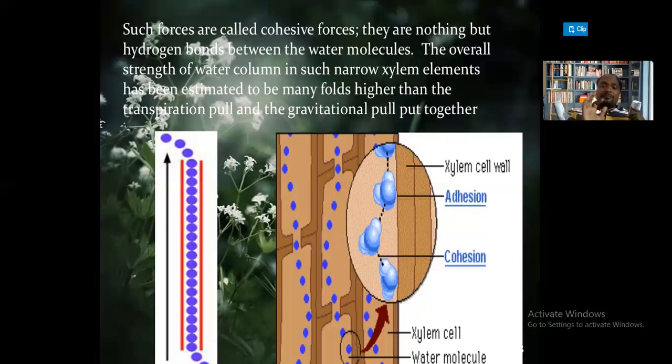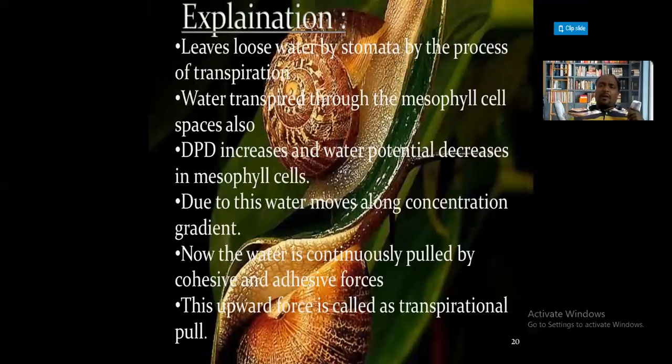Okay. Now, as I have explained earlier, the leaves lose water by the stomata through the process of transpiration. The water is transpired through the mesophyll cell spaces also, in the intercellular spaces also. The diffusion pressure deficit increases and the water potential decreases in the mesophyll cells. Due to this, the water moves along the concentration gradient. Now, the water is continuously pulled by the cohesive and adhesive forces. Okay, this upward force is called transpiration pull.